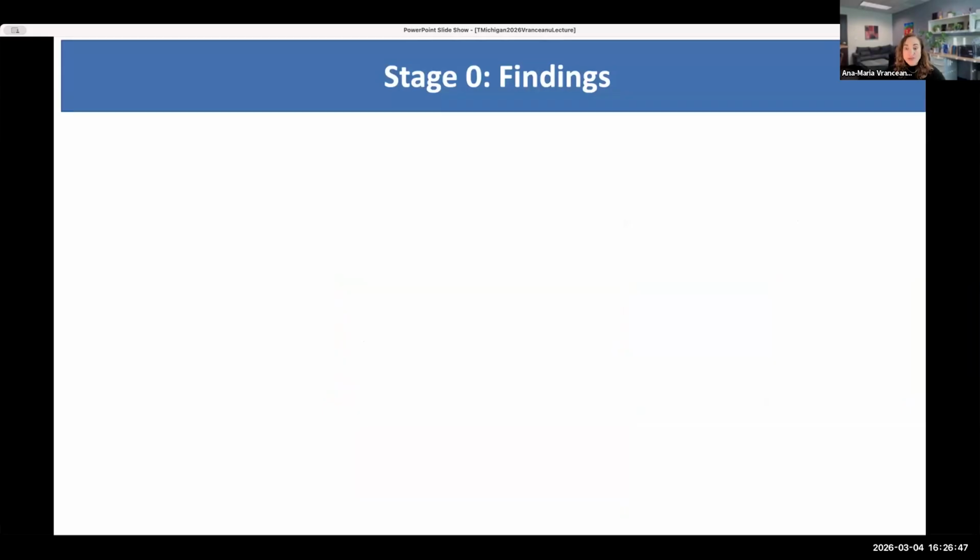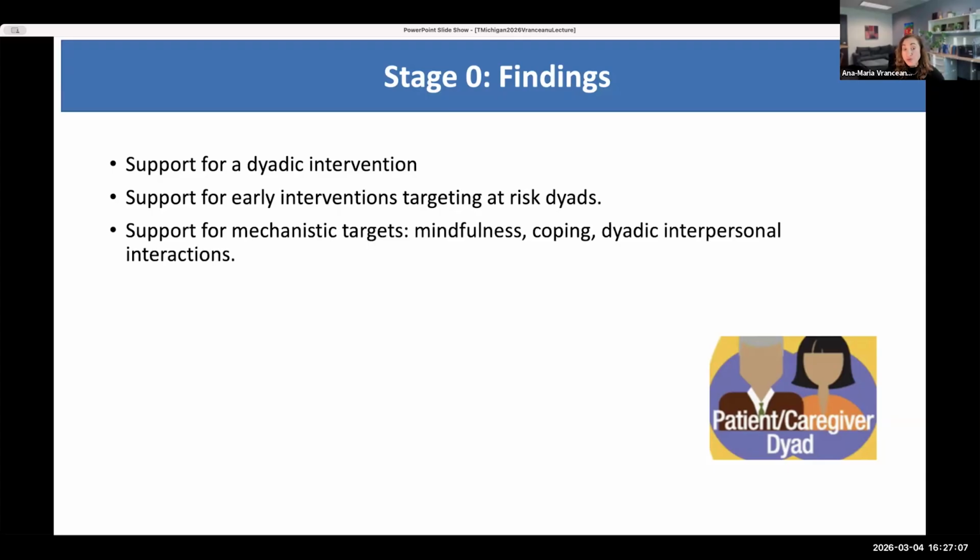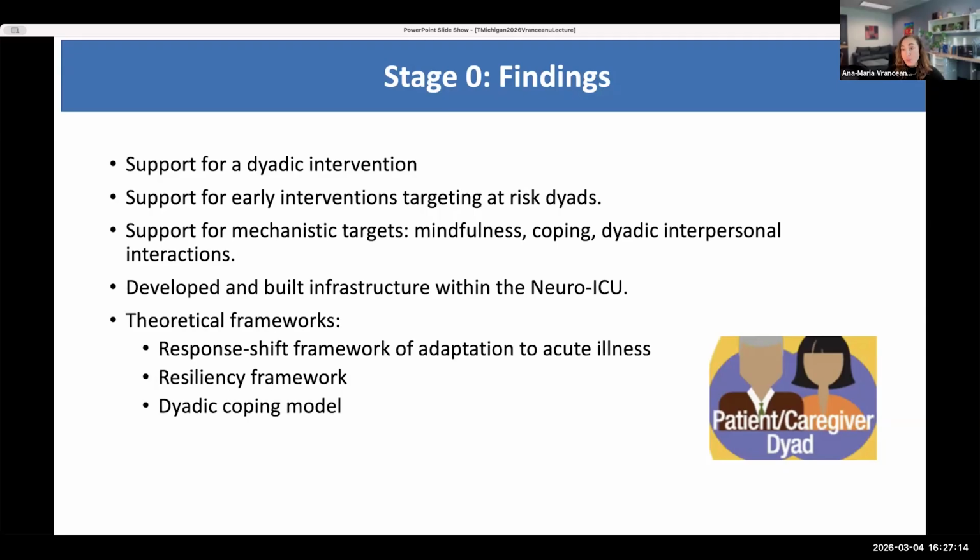So, what were some of our findings? We found support for a dyadic intervention that is delivered early to at-risk dyads who screen positive for emotional distress. We had support for our mechanistic targets of mindfulness, coping, and dyadic interpersonal support. We also developed and built an infrastructure within the Neuro ICU. And we identified theoretical frameworks that inform our intervention.